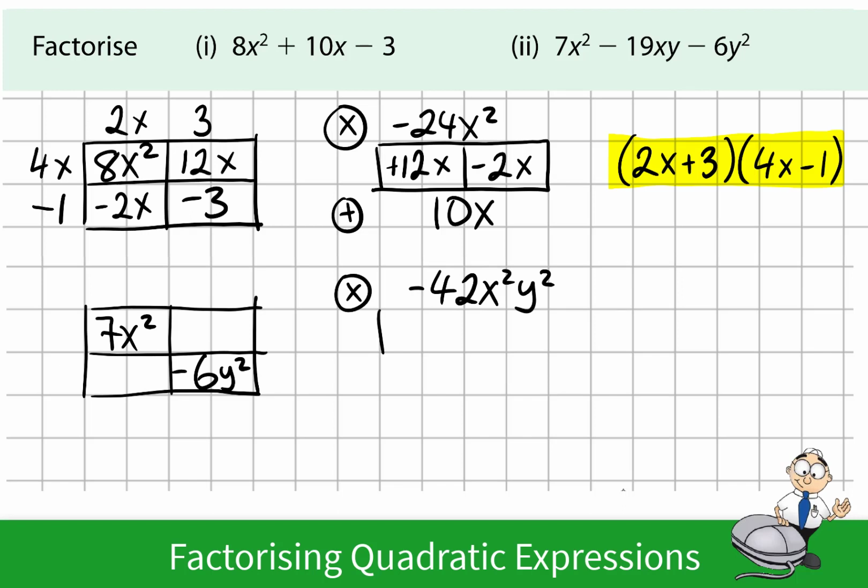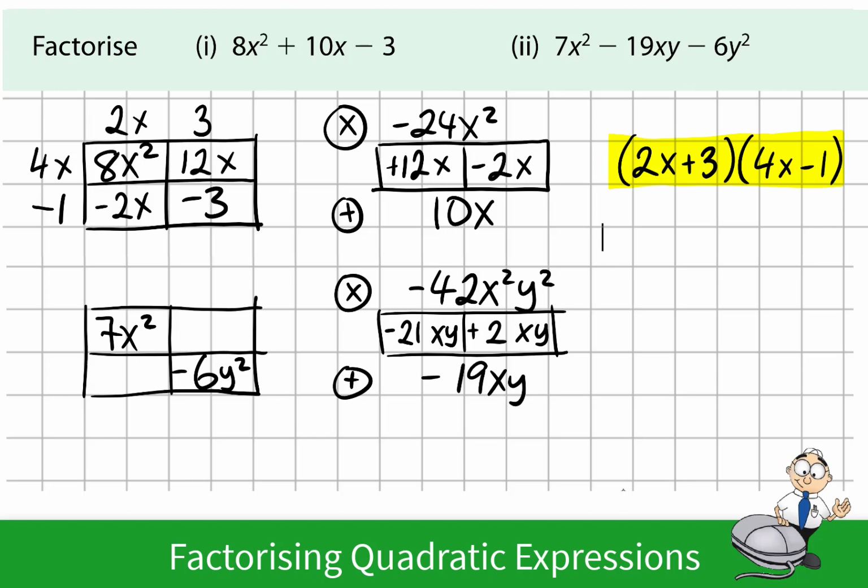We know that the missing diagonal has to add up to negative 19xy, but it has to multiply to negative 42x squared y squared. So we're thinking of factors of negative 42. We know that it'll have to be positive and negative, and we know them both must be xy terms. So we're thinking the negative is larger than the positive. So I'm thinking negative 21 by positive 2. If we multiply them, we get negative 42. When adding them, we get negative 19. So these are the factors that work.